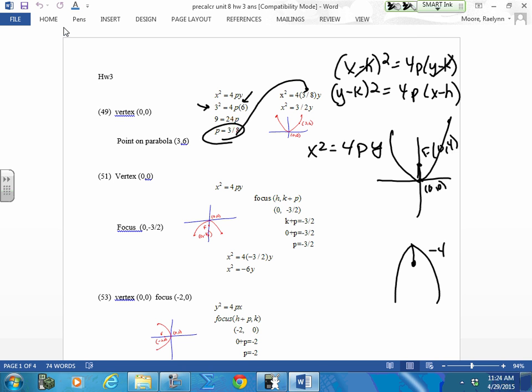When they give us this and we just have to put a point in here, you have no choice really. Just plug in your point, 3 squared, and plug in your point here, and then find P, and then plug it back into your equation. That P slides right in.